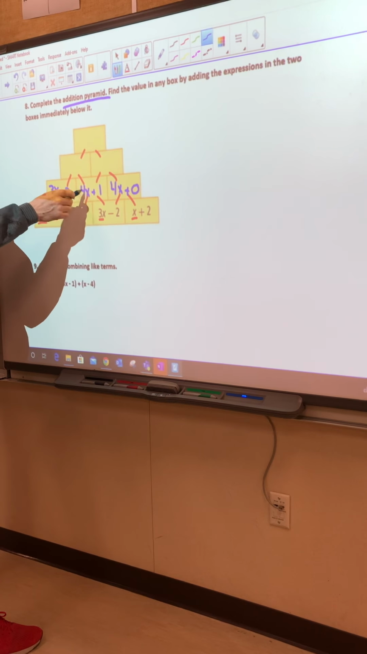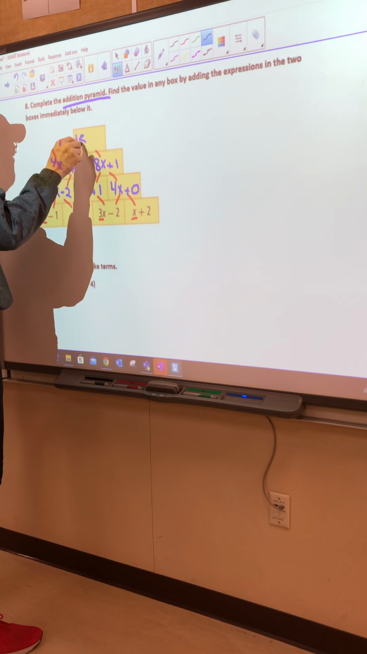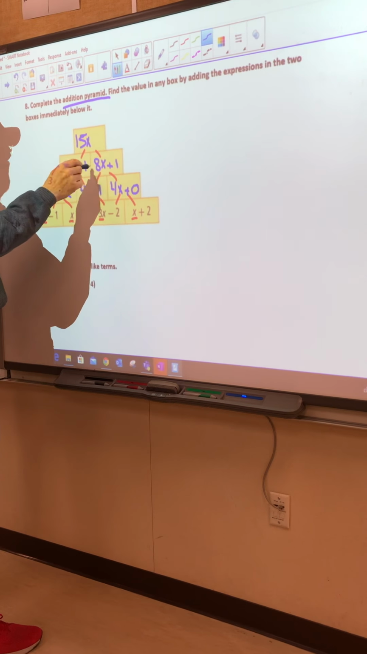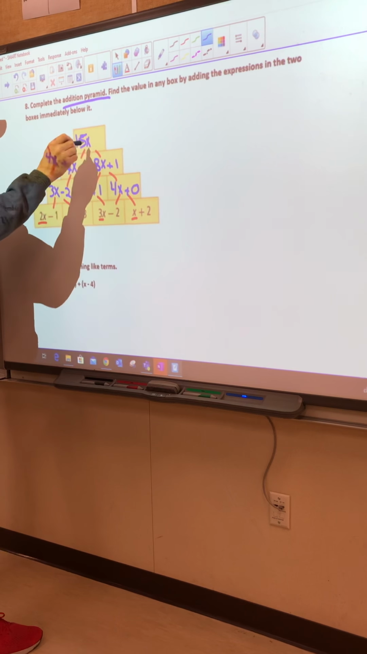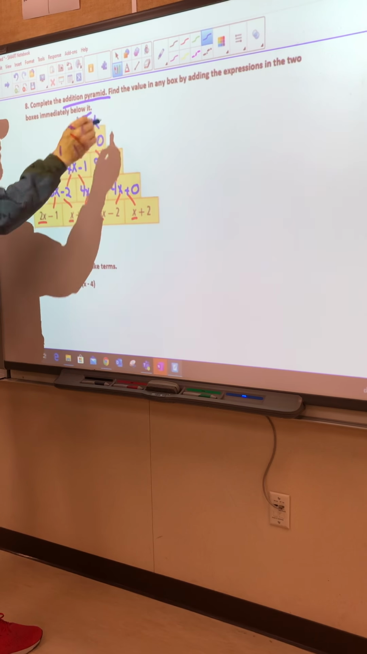4x and 4x is 8x. Plus 1, 1 and 0. 8 and 7 is 15x. Negative 1 plus 1, so negative 1 plus 1, 0. Plus 0, but you don't have to write that, so it's just 15x. Okay.